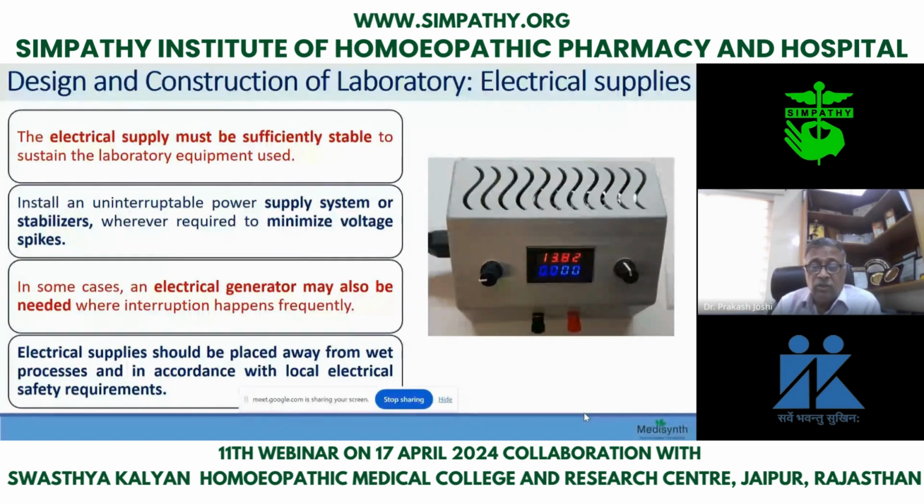It is not like in many states, for example UP or other places, Bihar, where you don't get supply, you get supply for a few hours. So then you have to have some system, a generator or something like that, so that you can have continuous supply. And then there should not be variation in the frequency. Otherwise, the instruments get damaged.